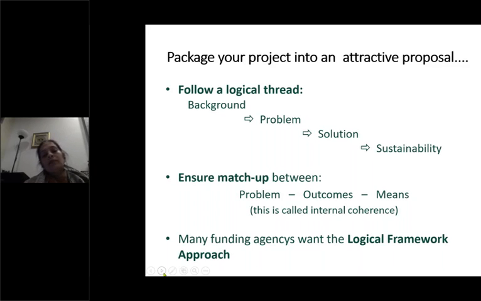Like again, I'll give my example. I'm working on two major problems in Punjab, that is the stubble burning problem and the water pollution problem. So these are the main problems. So this is the background. Background is like the farmers, they burn the stubble, and they use.